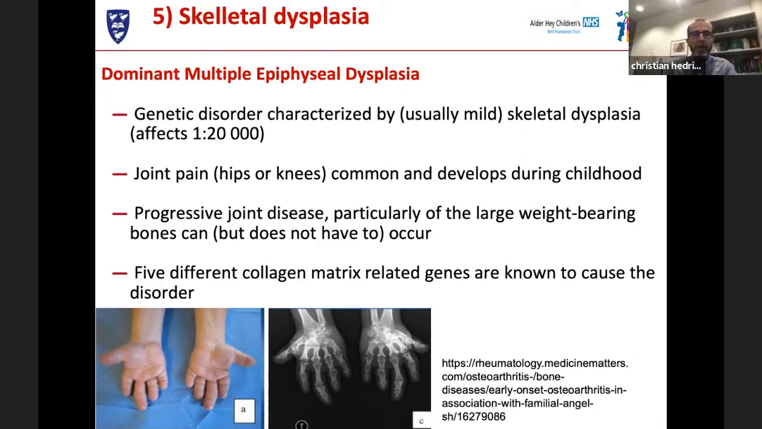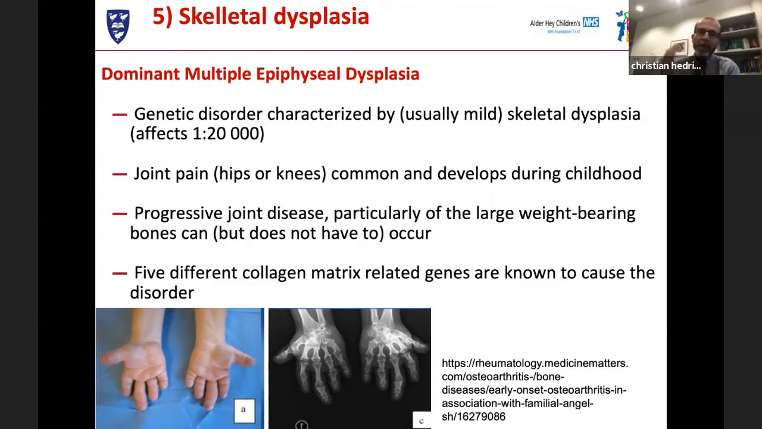that are referred to as dominant multiple epiphyseal dysplasia. As I said, it's a group of conditions that is characterized by usually very mild skeletal dysplasia. It only affects 1 in 20,000, so it's quite rare. It does cause joint pain, especially of hips and knees, and those pains develop during the development. So 6-year-olds, 8-year-olds usually will start having symptoms. It can result in progressive joint disease, particularly of large weight-bearing bones, but that actually doesn't have to occur. Some patients are relatively mildly symptomatic or other than pain asymptomatic.